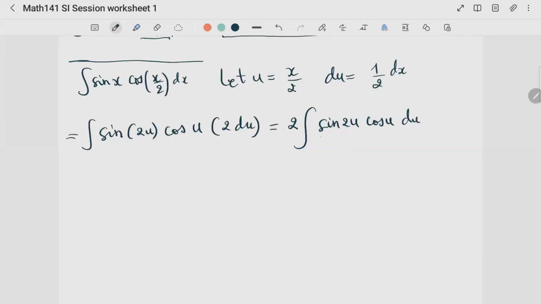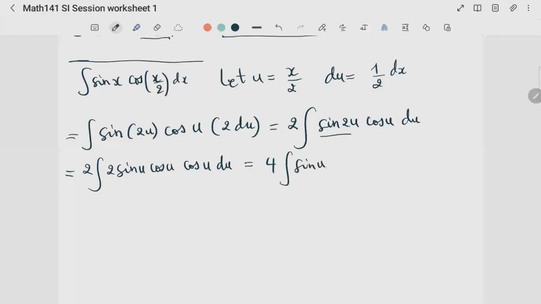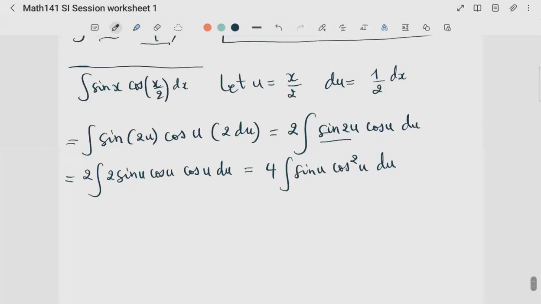And we know that sine 2u can be simplified further to be 2 sine u cos u, and this is all multiplied by cos u du, from our trigonometric identities. Taking out the 2, we have 4 times the integral of sine u times cos squared u du. So now here, we can use a substitution, rather a v substitution in this case, because we've already used u.